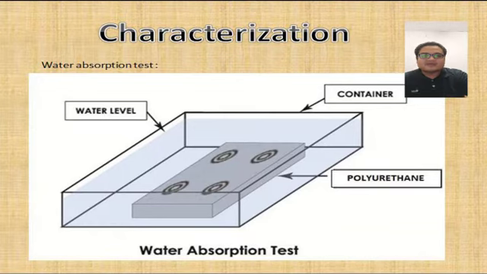For the water absorption test, firstly, the initial weight of the sample was recorded. Then the sample was submerged in water and left for 72 hours, which is 3 days. The sample was then removed from the water and dried with tissue before being weighed every 24 hours. Then the percent of absorption was calculated.